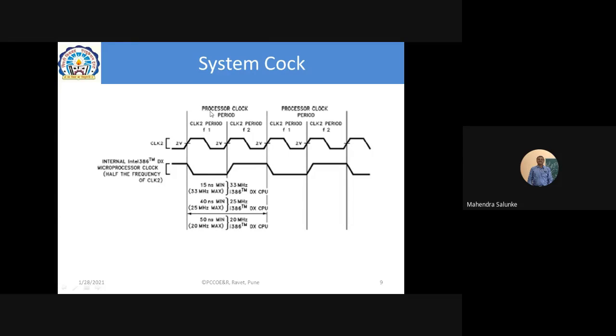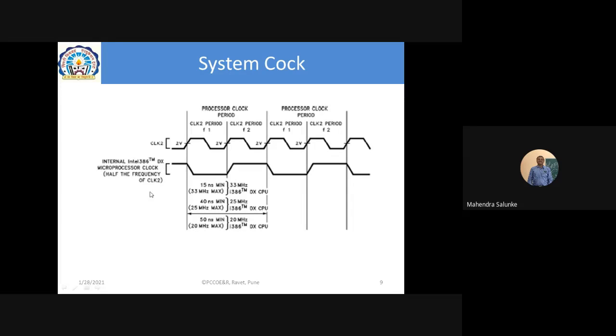So the processor clock period is this much. This is one clock period, and F1 and F2 are the two phases of CLK2. These phases are used during control signal communication. When we talk about the bus cycles, I will elaborate on which phase, phase 1 and phase 2, what is happening in.